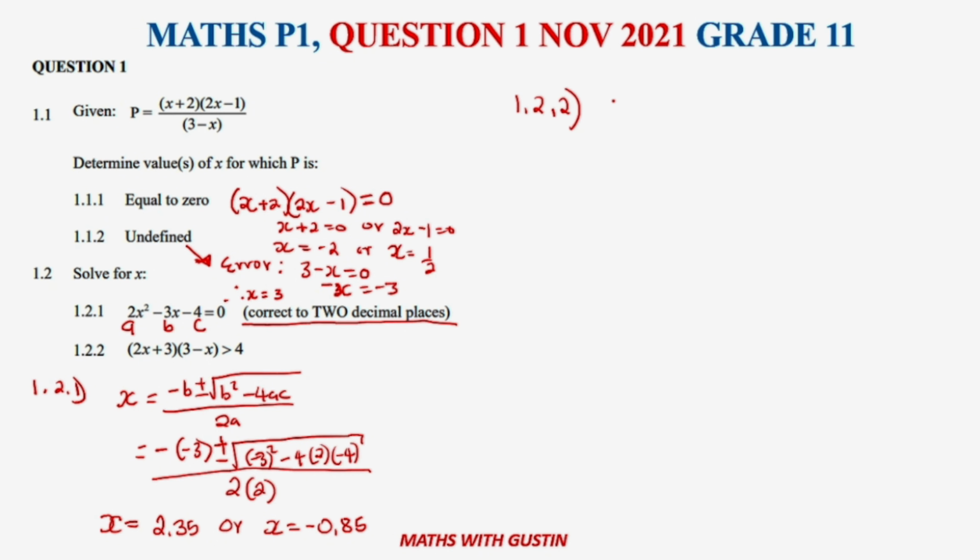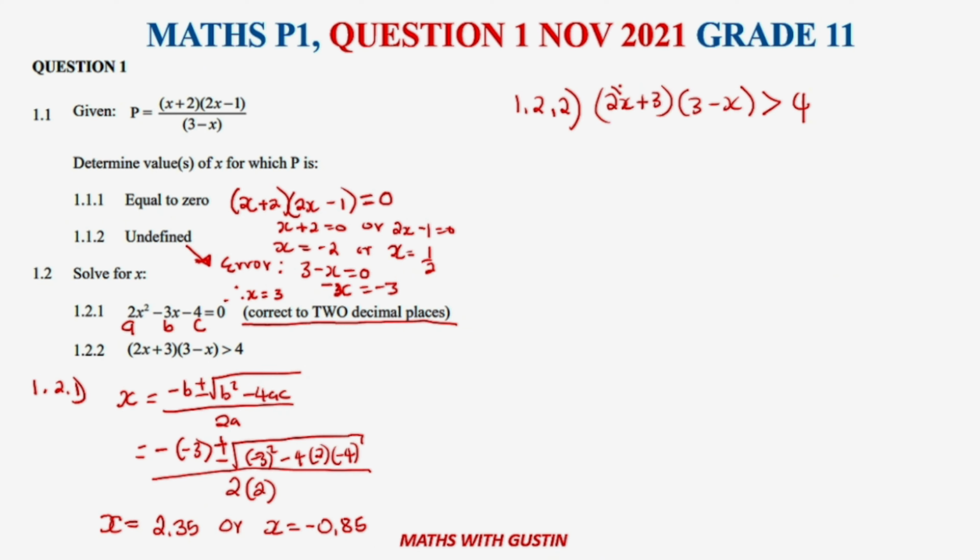1.2.2 it's given by 2x plus 3. Now here also they want us to solve for x, this is an inequality. Okay, good stuff. So now what we have to do here, we must remove the bracket first so that we are able to consider the 4. All right, good stuff. So let's remove the bracket here.